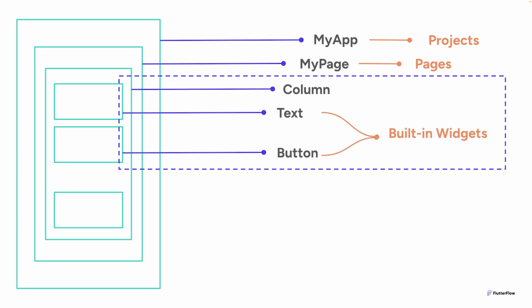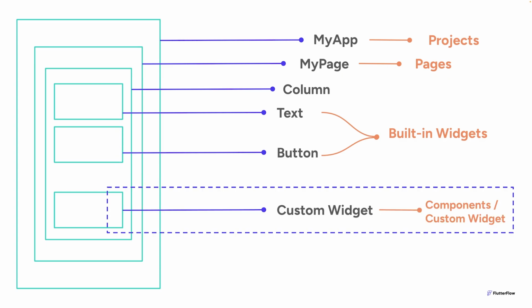In FlutterFlow, widgets like column, button, text are available as built-in widgets. These are essential building blocks that users can simply drag and drop into the canvas to construct the UI of their application. Custom widget in Flutter refers to user-defined widgets designed to serve specific functions that built-in widgets might not cover. In FlutterFlow, this concept is captured by a component or a custom widget defined in code, depending on the specifics of the widget.